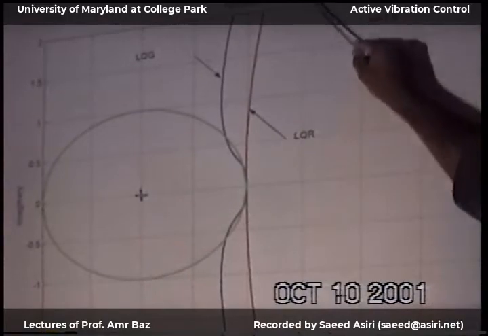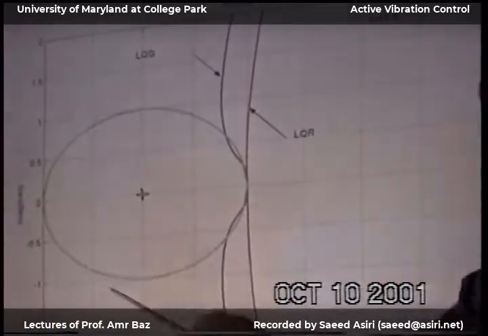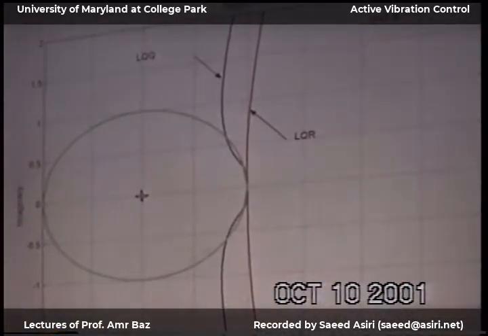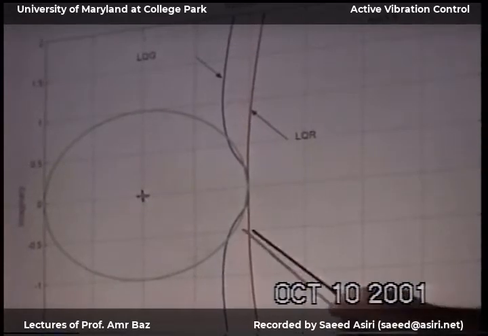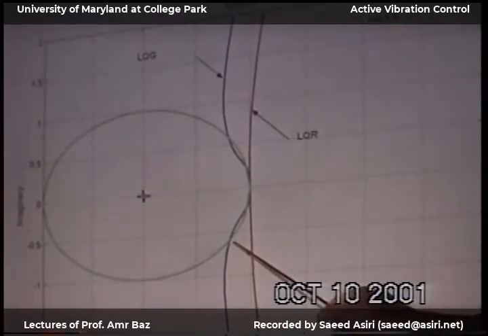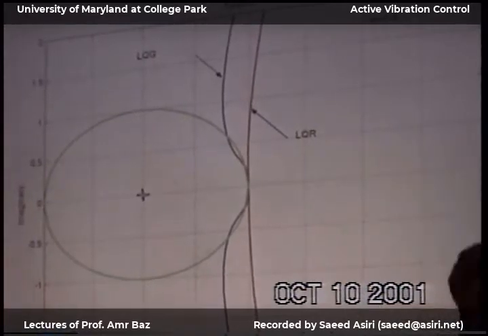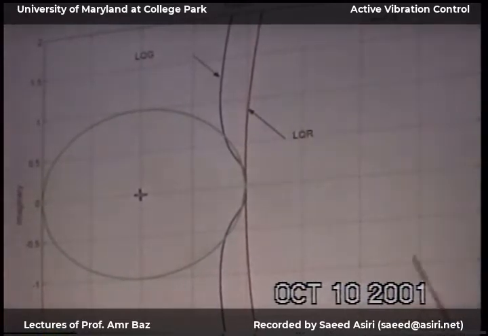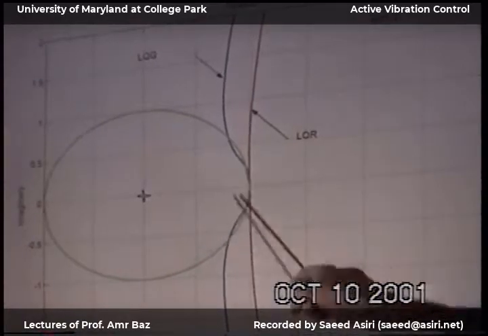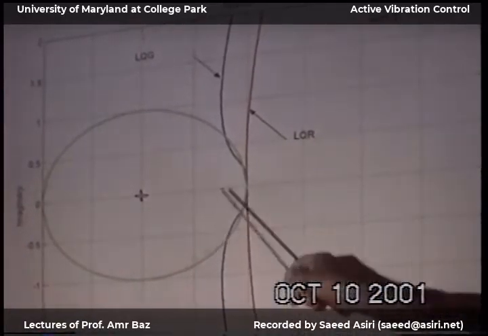So now the LQR is touching the forbidden zone for stability. We satisfy the Lyapunov equation. Now the LQG, once you put the observer and you start predicting what you don't measure, then you start losing robustness. You start losing gain margin and phase margin.